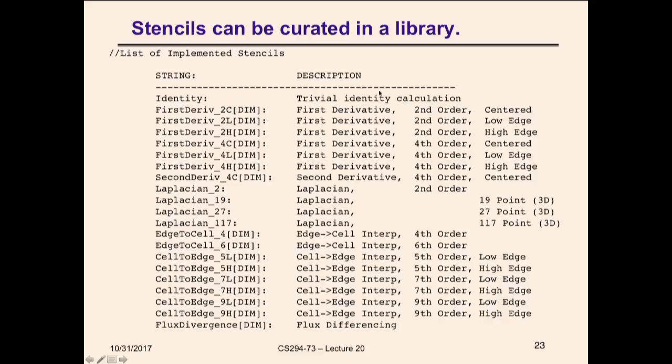We have an identity stencil, that's the trivial identity calculation, derivatives of various orders and various centerings. Here's the Laplacian 2. These strings are ways of accessing the library. So the library is a dictionary and uses map. So here we go, various things that take you from various centerings to other centerings, edge to cell, cell to edge, something that is the operator that appears in divergence calculations.